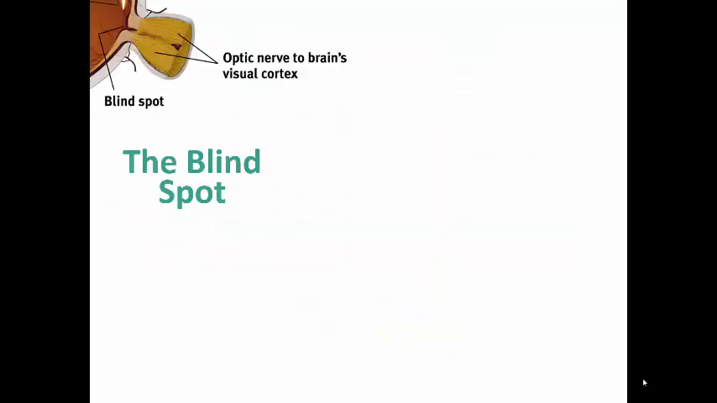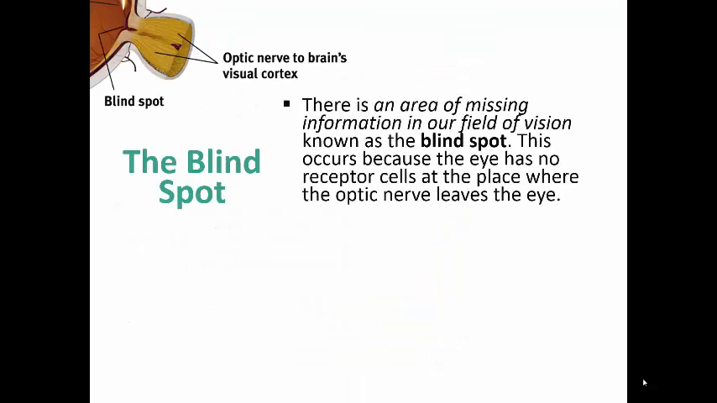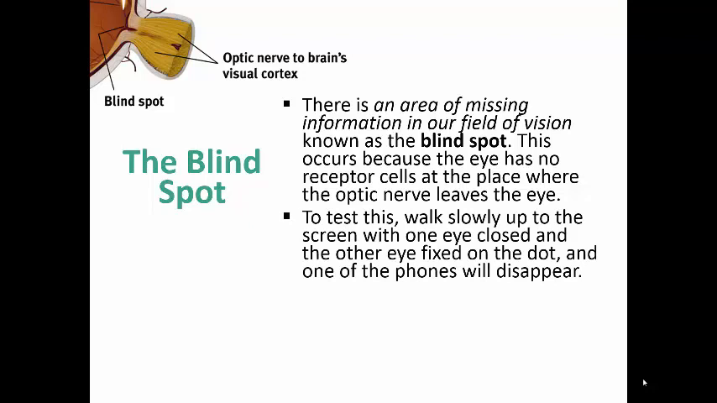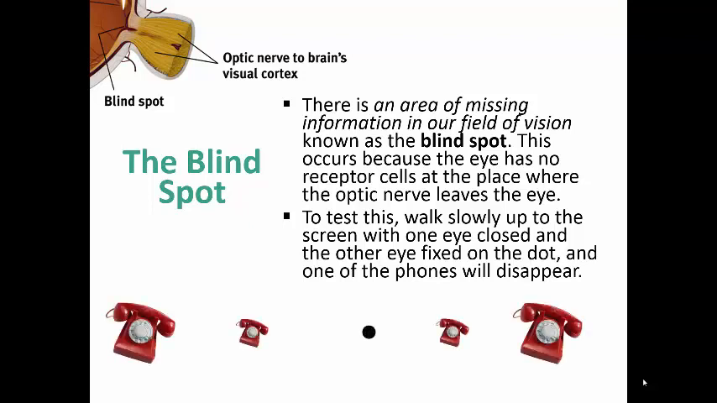So we also have a blind spot. There's an area of missing information in our field of vision known as the blind spot. This occurs because the eye has no receptor cells at the place where the optic nerve leaves the eye. To test this blind spot, walk slowly up to a screen with one eye closed and the other eye fixed on a dot, and one of the phones will disappear. So as you have this in front of you, cover one eye and then walk towards this looking at the dot, and eventually as you get to a certain point, some of the phones will disappear, and that is your blind spot.